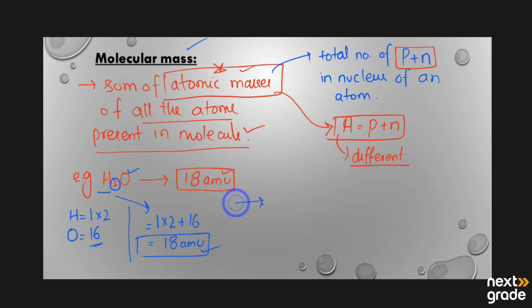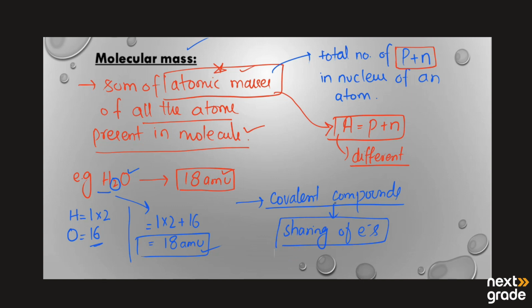Basically, the molecular mass is given for covalent compounds. Now what is meant by covalent compounds? All the compounds that are formed by the sharing of electrons are known as covalent compounds, and covalent compounds have a molecular mass. For finding the molecular mass, we need to take the sum of the atomic masses of all the atoms that are present in the formula or the molecule.